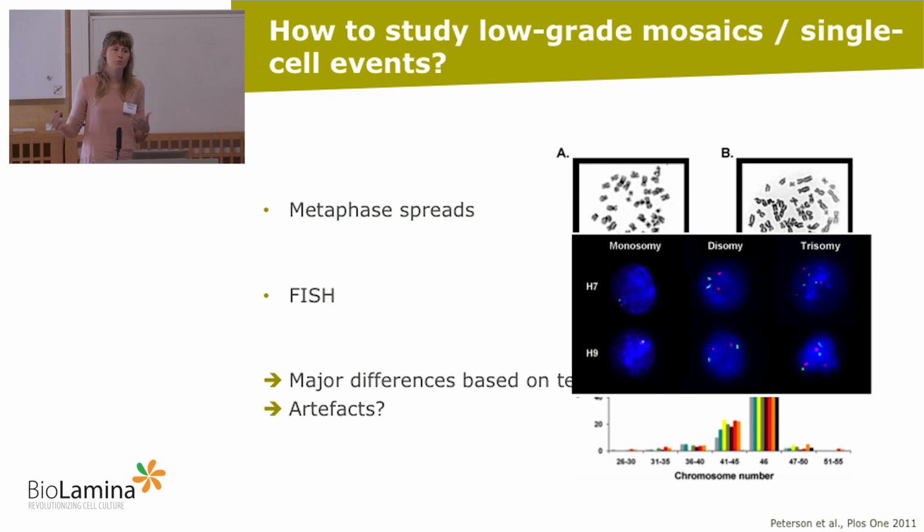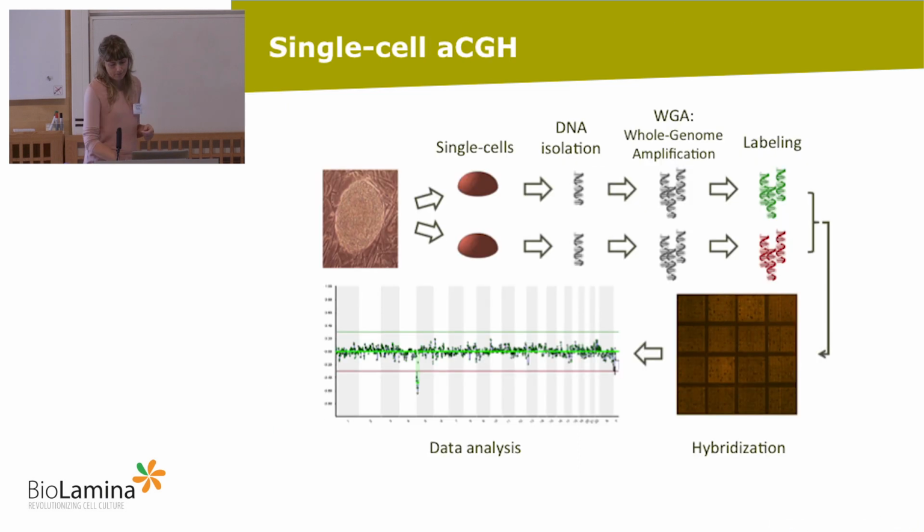You label the DNA, hybridize this on a slide, and afterwards, where you have your data analysis, you will be able to see relatively small gains and losses. So it's a high resolution method as compared to G-banding. This has the advantage that you can have no artifactual gains or losses.